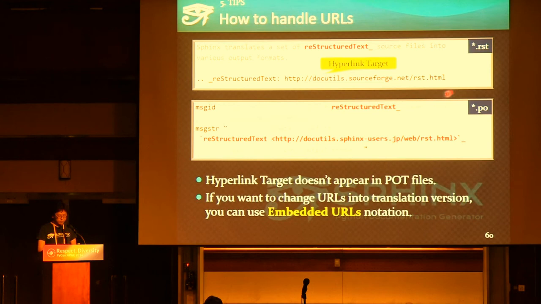But the make gettext command only extracts the upper lines. So if you want to change URLs into the translation version, you can use the embedded URLs notation like this. This is also Sphinx and reStructuredText notation, a normal notation.